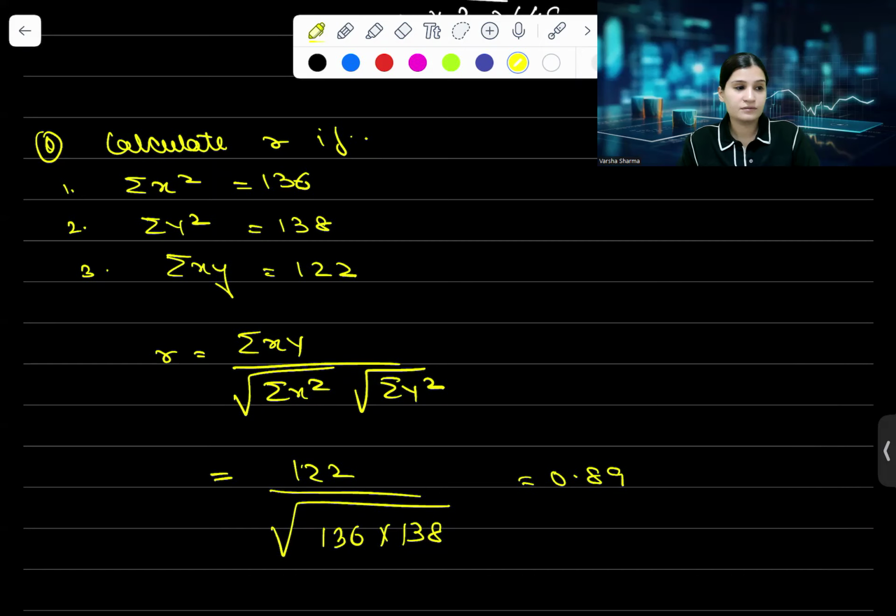Understood? Yes, ma'am. Any doubts? No, ma'am. So for the topic of correlation and regression, correlation is only this much.